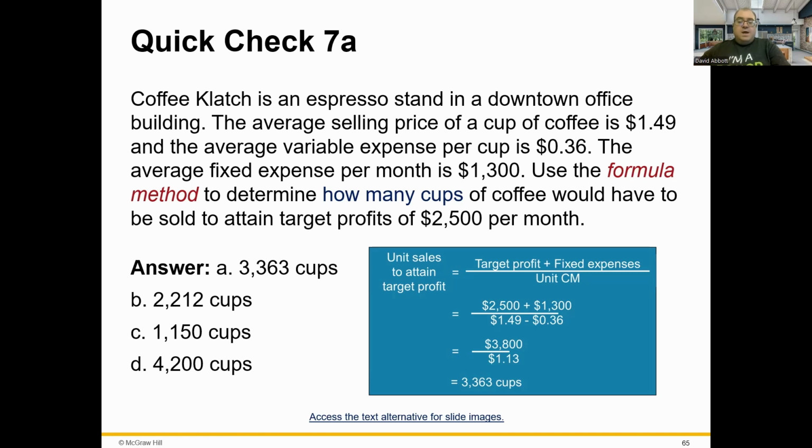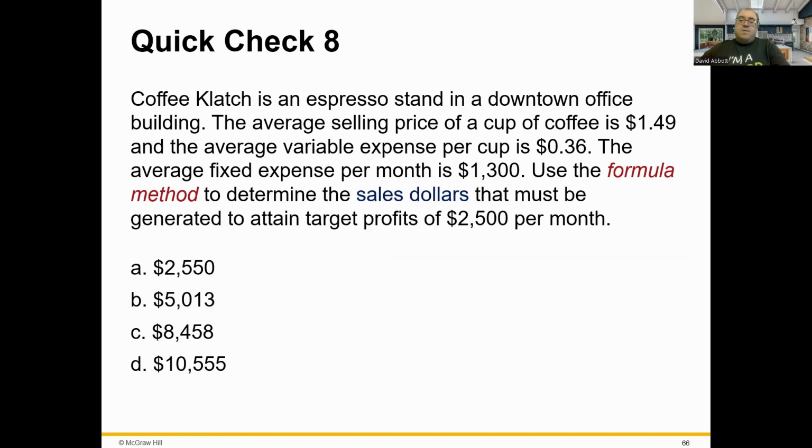So we're going to take 3,800 divided by $1.13. So we would have to sell 3,363 cups of coffee during the month in order to have a target profit of 2,500 per month.